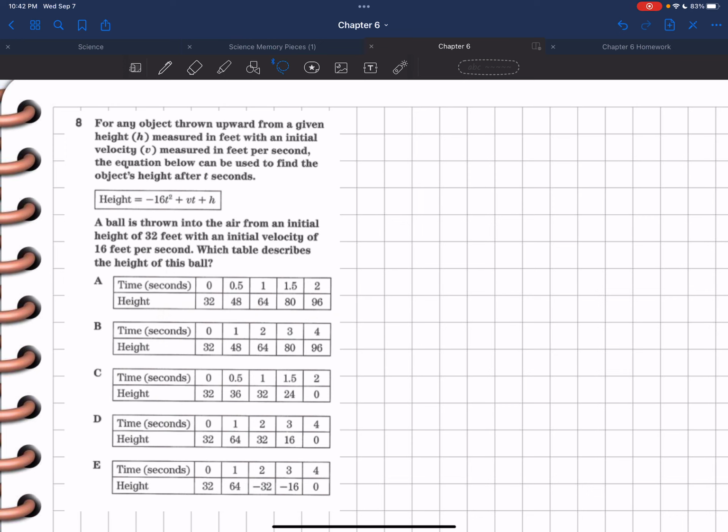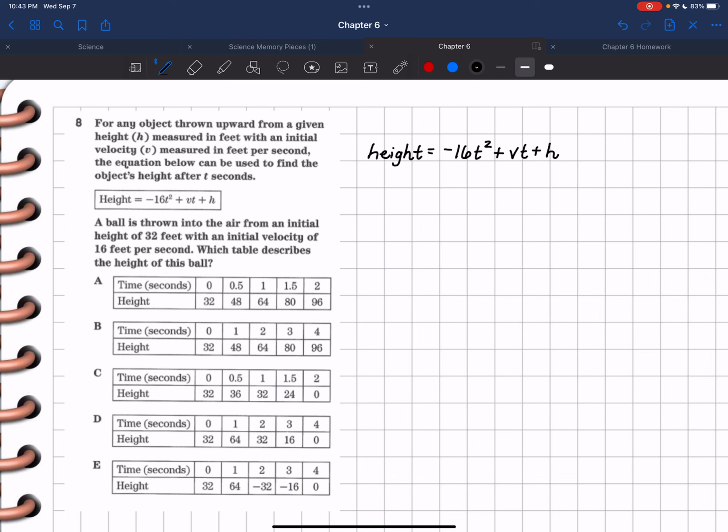And here is the quadratic equation that says height is negative 16t squared plus vt plus h. Now that looks pretty complicated. Remember that, have they defined t? Oh, okay, never mind, sorry.